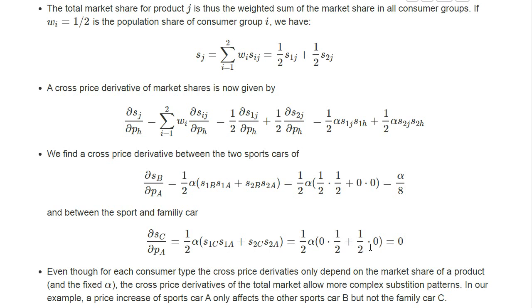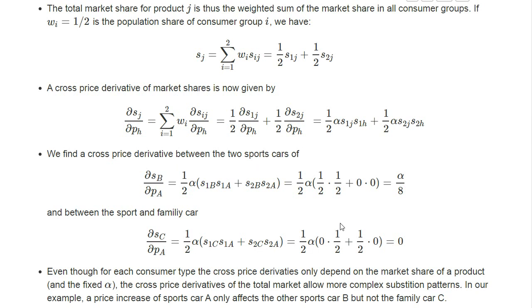And in the other group of the family cars, we have a market share of 1/2 for the family car C, but a market share of 0 for the sports car A. So we again have 1/2 times 0, and the sum is 0. So the total effect of the price increase of the sports car A on the family car C would be 0. And here we have different substitution patterns. So we see that the price increase of the sports car A has a bigger impact on the market share of the other sports car B than on the family car C.